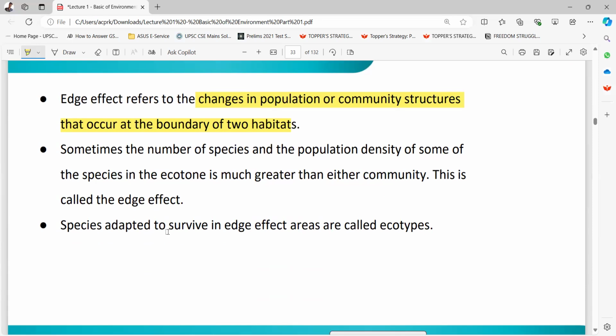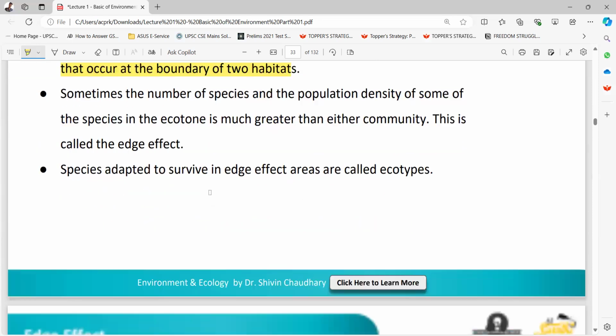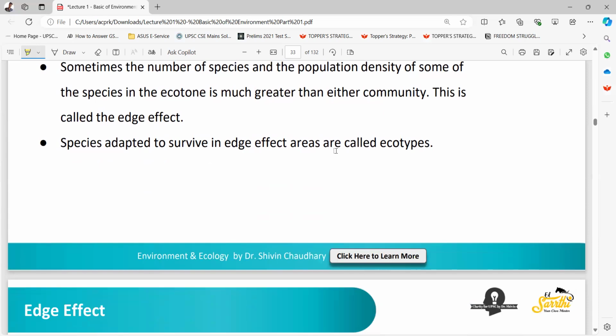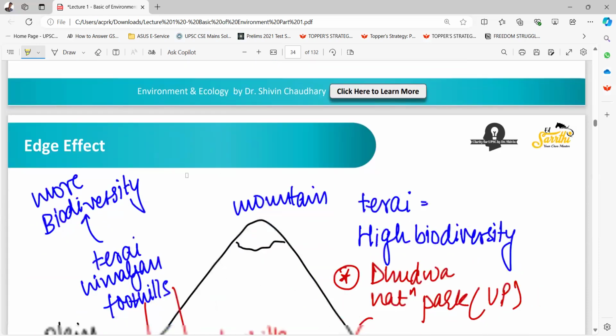Species adapted to survive in edge effect areas are called ecotypes. Edge effect.